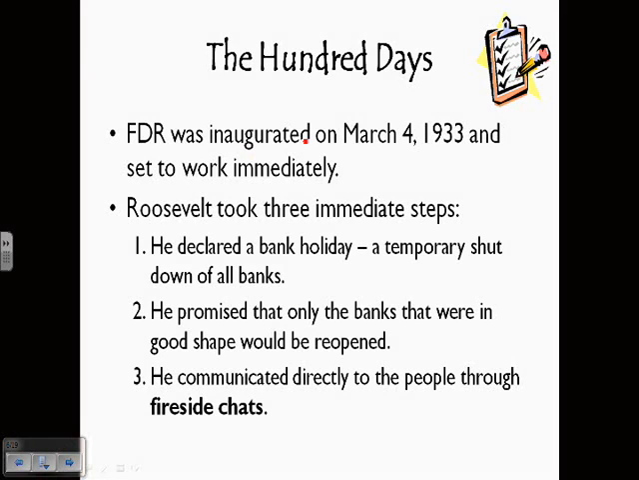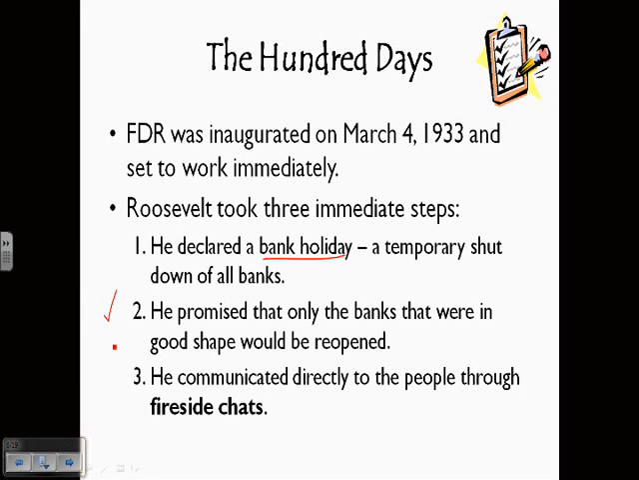But the first thing he does is he declares a bank holiday. Now, just like the term implies, when you go on a holiday, you don't have work. So he closes down all the banks in the country. Remember how we talked about banks giving out money and then they couldn't cover their loans anymore, and when people went to take their money out, the bank didn't have any money and they had to shut down. So he simply declares a bank holiday, closes every single bank in the country. This allows them time to restructure themselves, reorganize, and then he promises that the banks that open up after his bank holiday are banks that people could trust and people could feel confident putting their money back in.